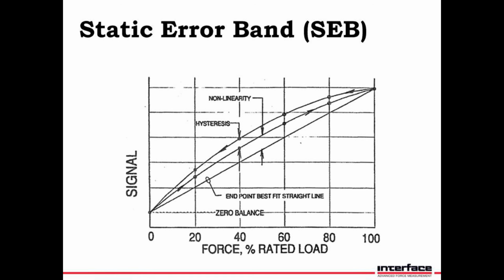The SEB, or the static error band, is a band of maximum deviations of the ascending and descending calibration points from a best fit line through 0 output. It includes the effects of nonlinearity and hysteresis, and also the non-return to minimum load.